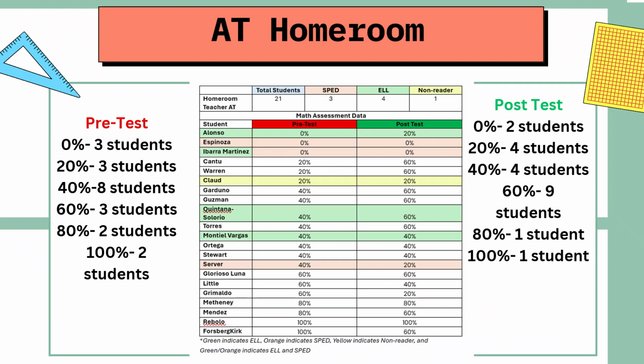In AT's class, I noticed that during the pretest, the majority of students were clustered in the 40% range, with a small number reaching 80 and 100%. After instruction, there is a visible shift upward, with more students now being in that 60% band. While this indicates growth, I'm not seeing enough movement into those mastery levels. This tells me that instruction may have supported surface level understanding, but didn't really push students into deeper conceptual mastery.